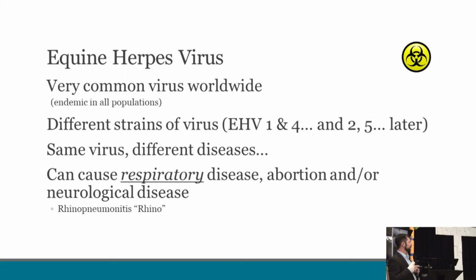It's important to note that this is all the same virus, equine herpes virus, but it can cause different manifestations of disease, okay? Tonight we're mostly focusing on respiratory disease, so this virus can cause that, but it can also cause abortion and neurologic disease. A lot of horsemen will know this disease more commonly as rhino, and that is because the clinical condition it causes is rhinopneumonitis in the horse.